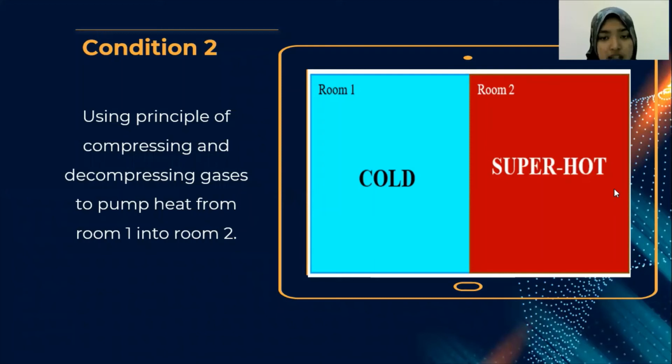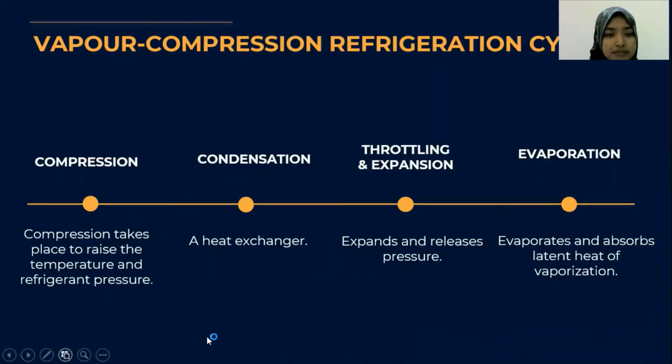As a result, we get condition 2, which uses the principle of compression and decompression of gases to pump heat from room 1 into room 2, making room 1 become cold and room 2 become super hot.